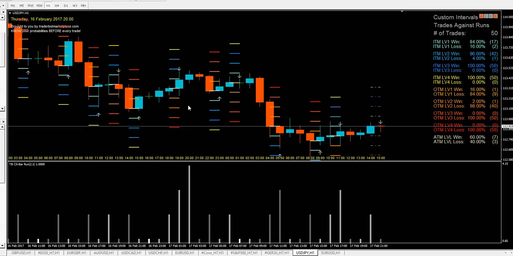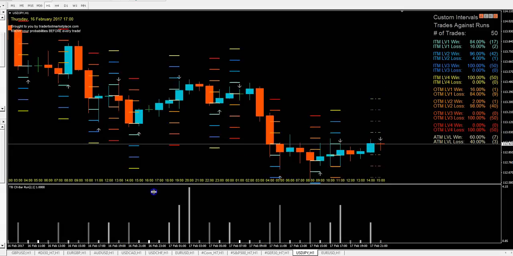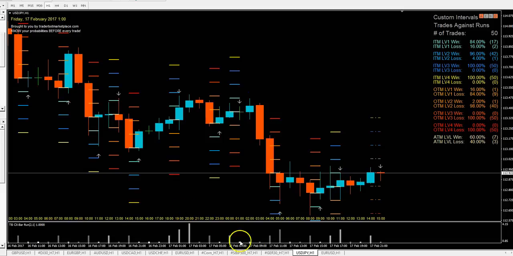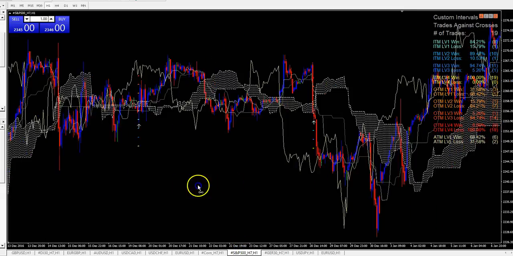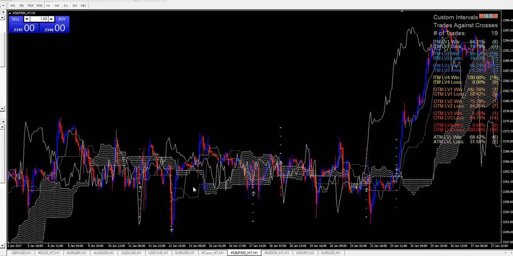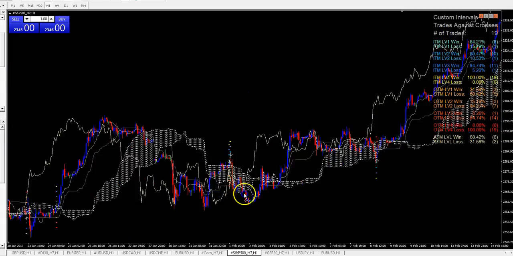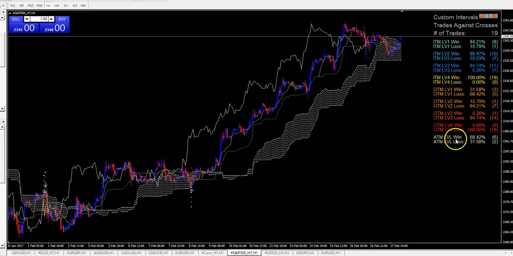And I like to play with it with different time frames and things like that. I forgot to go over here and show you guys all of the probabilities of the signals. Let's do that. 61% at the money for Germany 30. 77% in the money. I don't even know what this is. Ichimoku. I don't know what it does. People like it. 68% at the money win rate. 84% in the money win rate. That's on the S&P.